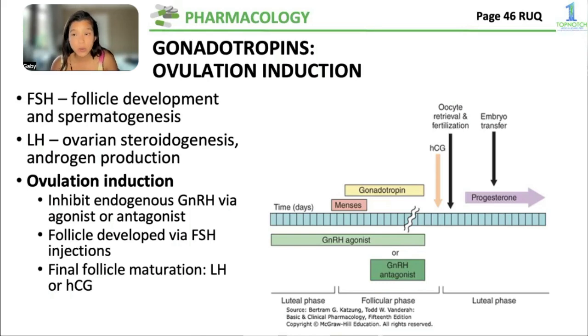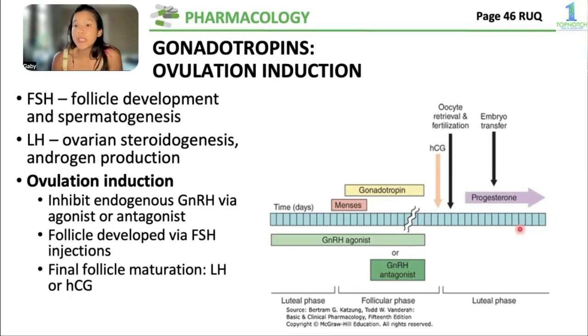Whereas your luteinizing hormone in females is important for ovarian steroidogenesis to produce estrogen and progesterone, in males it is important for androgen or testosterone production. So these drugs are really important in ovulation induction, especially if we want to retrieve and harvest oocytes in patients who are having a difficult time getting pregnant naturally.